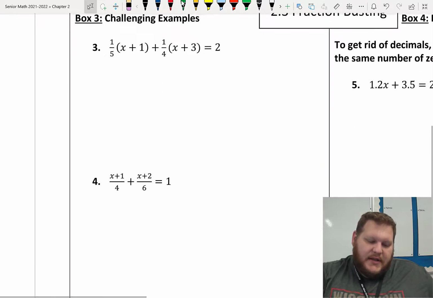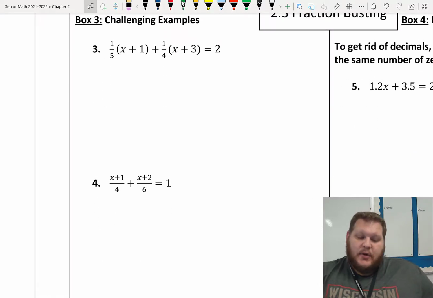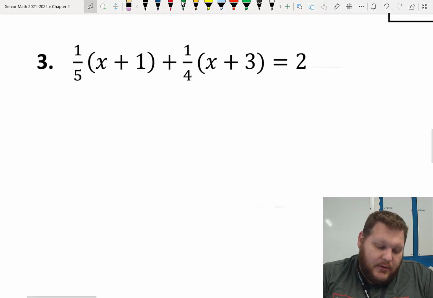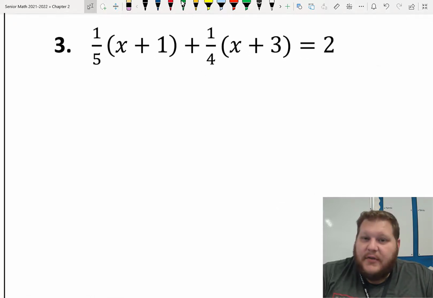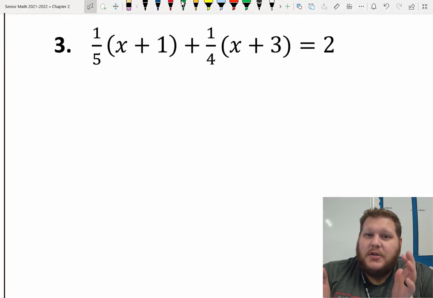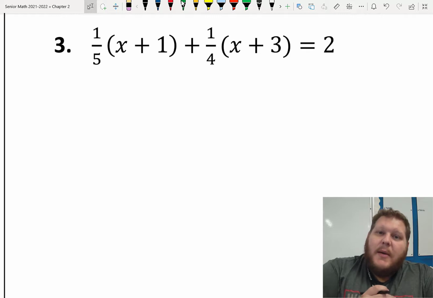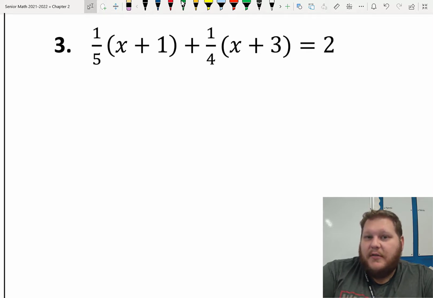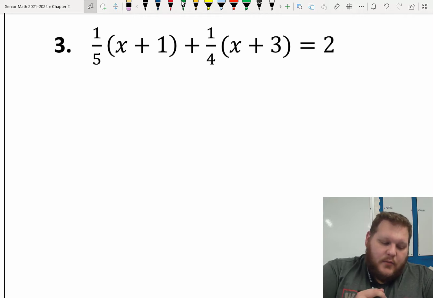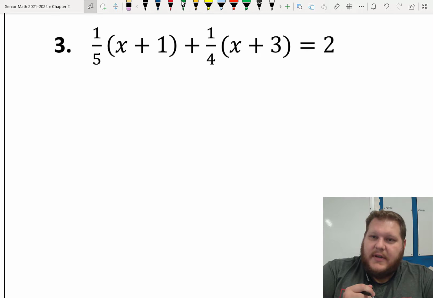Now, obviously there are more challenging examples of that, and we're going to take a look at those in box number 3. So in box 3, a little bit different of a format because we've got an expression being multiplied by a fraction, but my process is still the same. You just need to be careful of what we consider a term to be. Because in this problem, there are 3 terms in my equation. I have my first, 1/5 times x plus 1. That's my first term. I have my 1/4 times x plus 3. And then my 2, that's all by itself over on the other side.